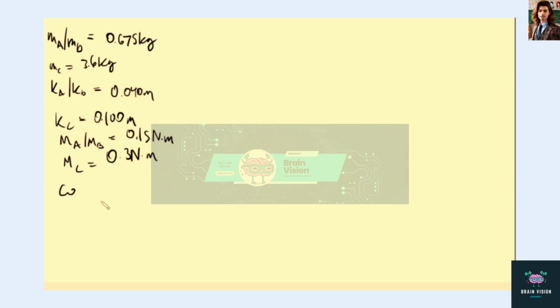We have an initial angular velocity of 2,000 RPM, which we're going to multiply by 2 pi over 60 to get our conversion to radians per second. So that's 209.44 radians per second. And finally, our final angular velocity is 0 since it's coming to rest.